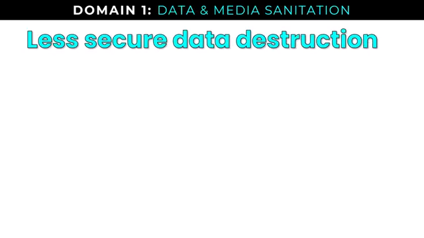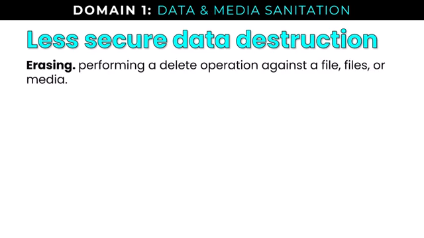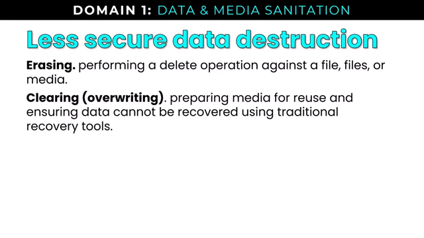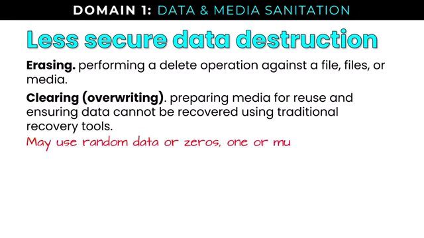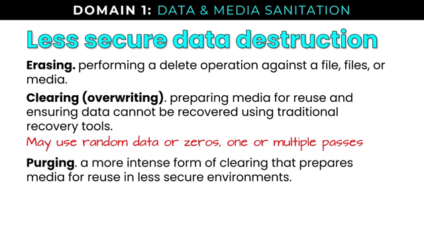Data and media sanitation may come up on the exam, and the relative security of each of the methods, so we'll cover a few here. The first is erasing, performing a delete operation against a file, files, or the media itself. Clearing, also known as overwriting. This is preparing the media for reuse and ensuring data can't be recovered using traditional recovery tools. Now, overwriting may involve one or multiple passes, and it may use random data or zeros depending on the chosen methodology. Purging is a more intense form of clearing that prepares the media for reuse in less secure environments.